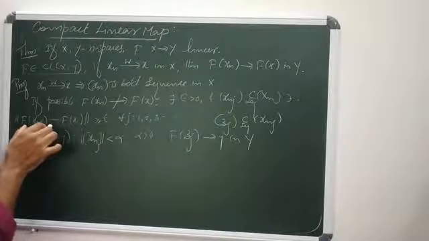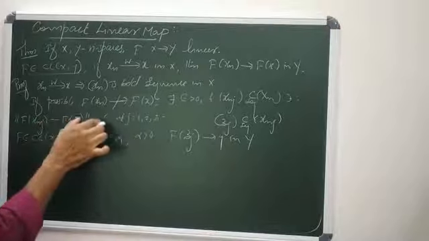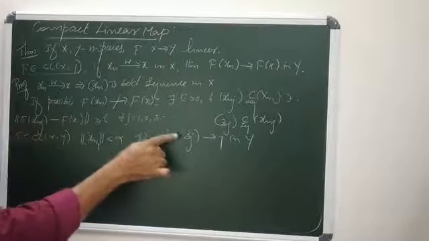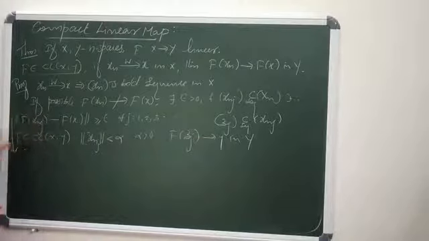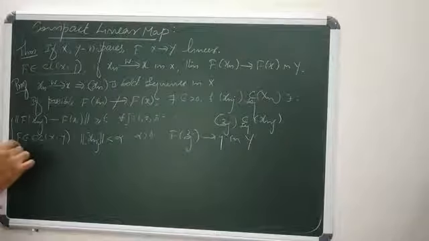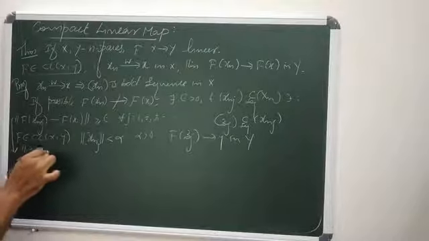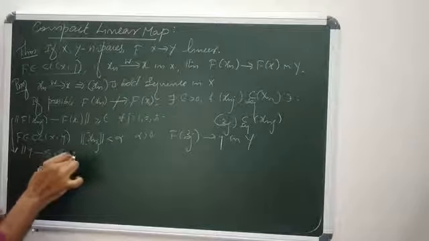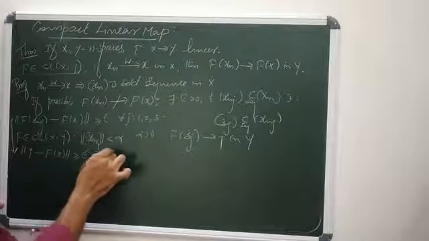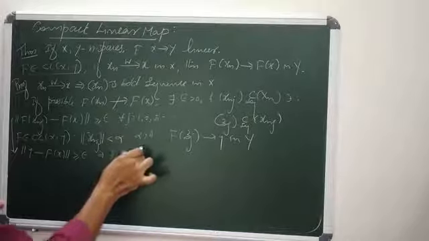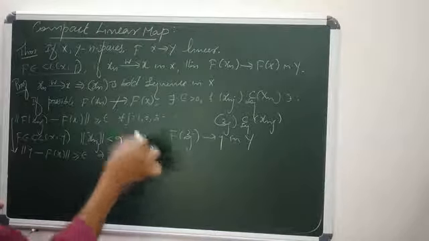But consider the norm of f of xnj minus f of x. Since f of xnj has a convergent subsequence f of zj converging to y, this norm becomes the norm of y minus f of x, greater than or equal to epsilon. Norm of y minus f of x greater than or equal to epsilon means y strictly differs from f of x.